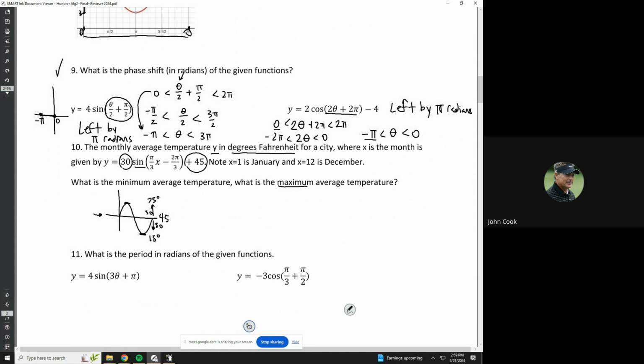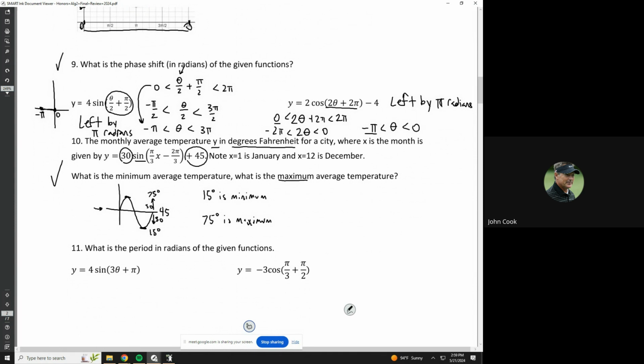So what is the minimum average temperature? That'd be 15 degrees. And then that upper value, 75 degrees, is going to be the maximum temperature. And that's how you'd answer it. And I bet they'd probably have a combination of those two values for the multiple choice question. So, just figure it out.